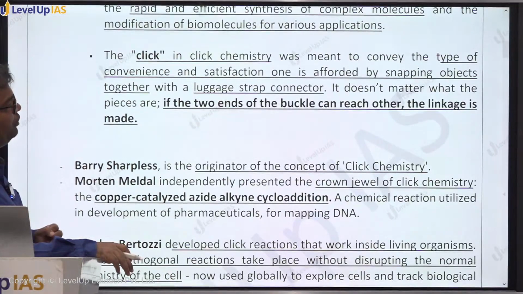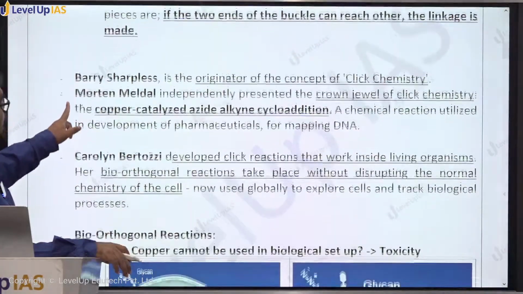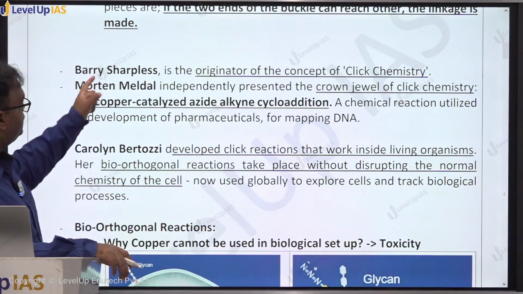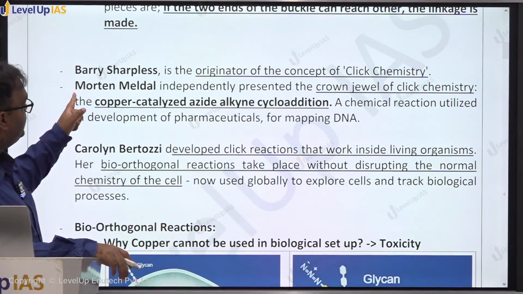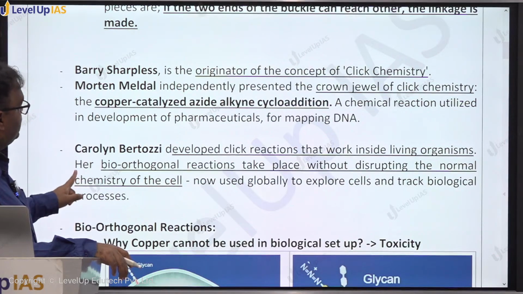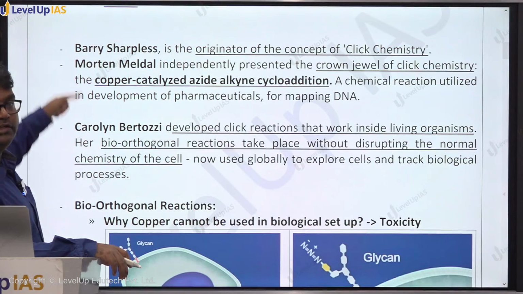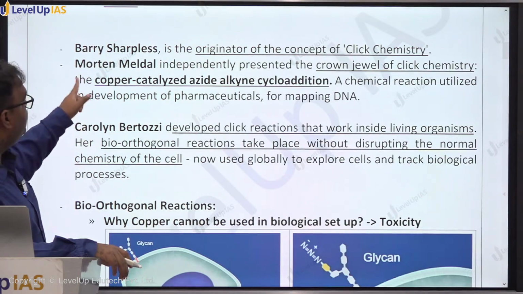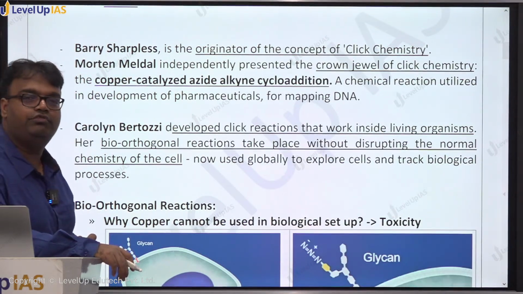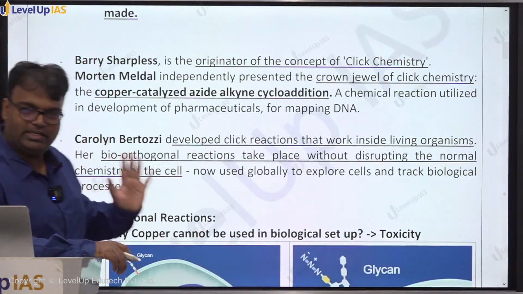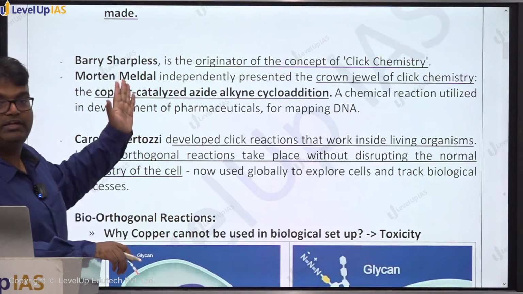Now when you look at the contribution of these three scientists, so the three scientists who have got Nobel Prize, one is Barry Sharpless, second is Morten Meldal, and third is Caroline Bertozzi. The first and third are from US, and he's from University of Copenhagen, Switzerland, I guess. Okay, तो ये पूछा नहीं जाएगा, ये एग्जाम में नहीं पूछा जाएगा, but let's understand their contribution.